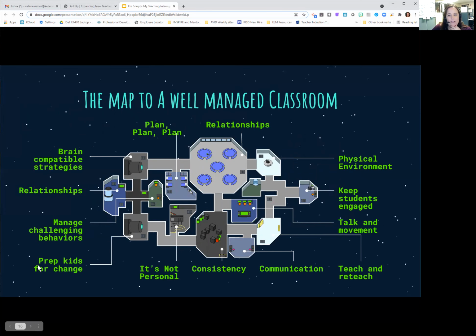Okay, so let's think through what we've talked about in this session. I made this little Among Us map to a well managed classroom. Remember, it all boils down to knowing your students, even if you have consistent behavior issues. If you know that student and you're making connections with that student, that's going to help your issues. Like I said, it's not going to fix it 100%, but it's definitely going to help.